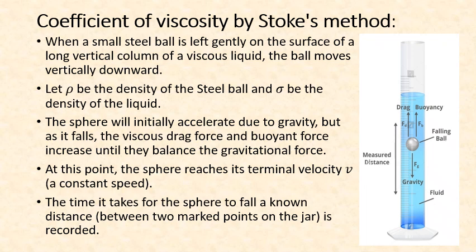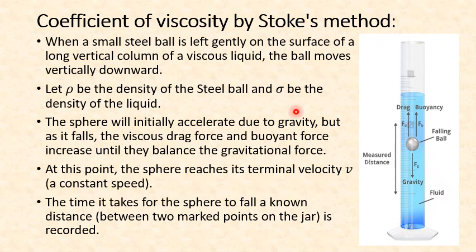In this method, we will consider a vertical long column like this, as shown in the figure. The liquid whose coefficient of viscosity needs to be determined is taken in this column, and we will take a steel spherical ball and drop it from the opening here and let the steel ball fall through the liquid and reach the bottom.